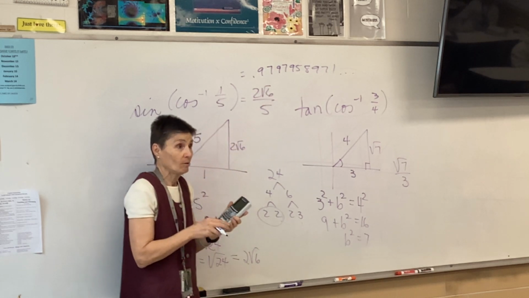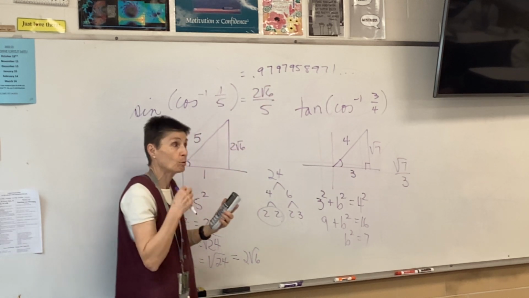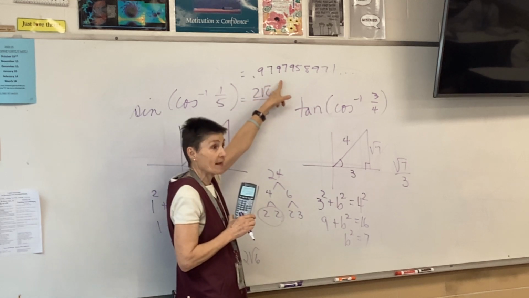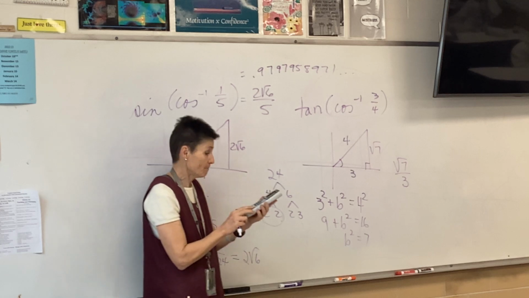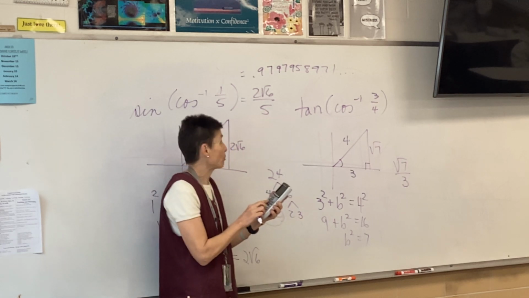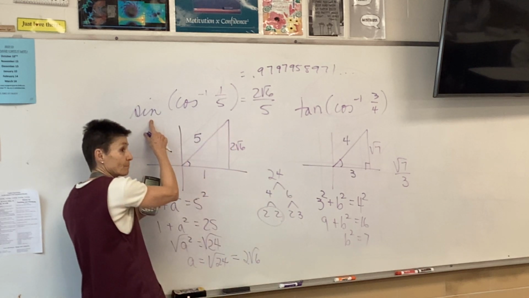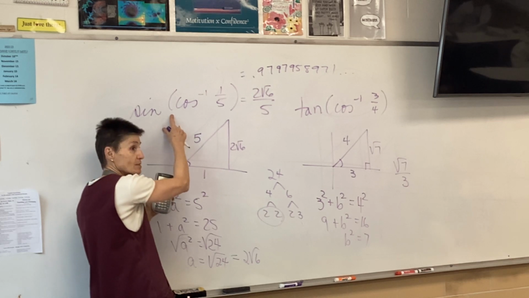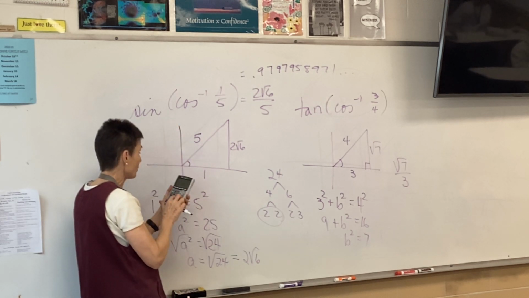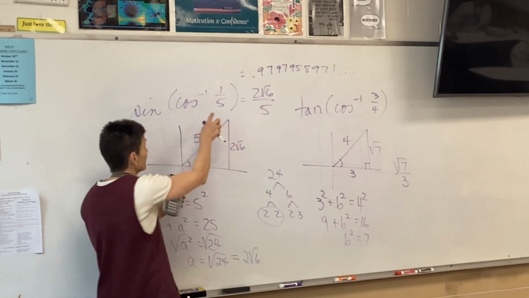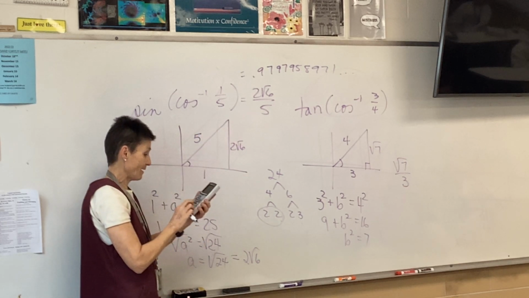Okay, now let's type the problem in on our calculator and see if we get that exact decimal right there. So to type it in on my calculator, do exactly what it says. Press sine. Did these parentheses automatically come up? Yeah. Yep. So then you press second cosine, and then 1 divided by 5.